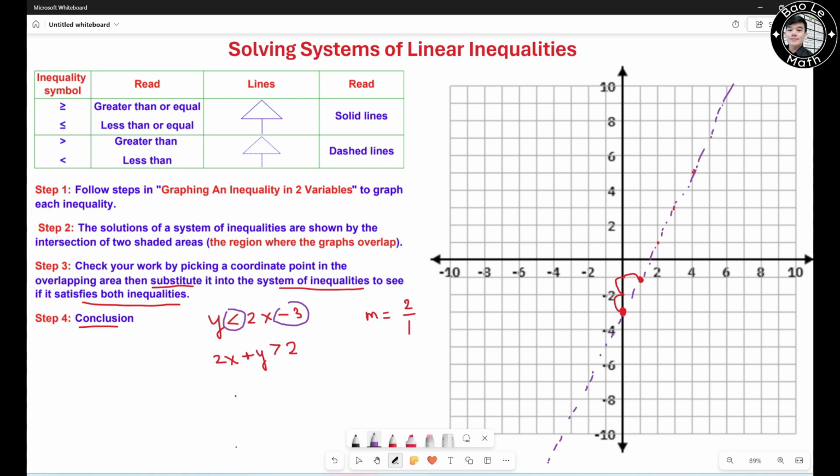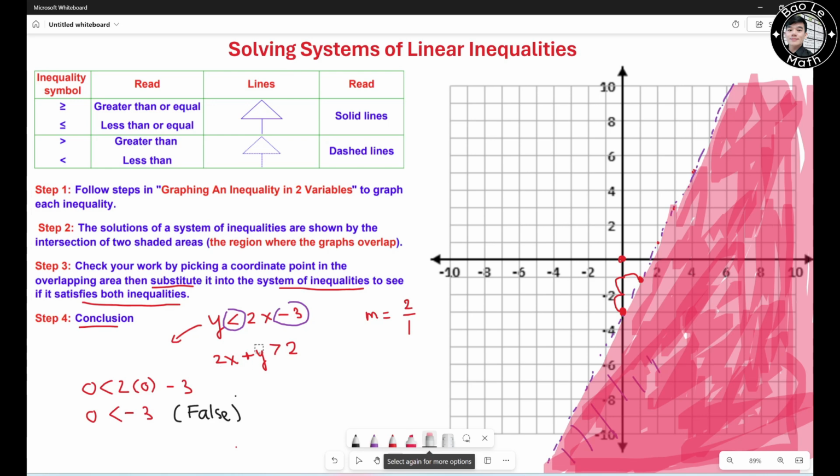The next step is to pick a point, 0, 0, and substitute it into this inequality. So I have 0 less than 2 times 0 minus 3. Simplifying, I have 0 less than negative 3, which is false. Because the point 0, 0 makes the statement false, I need to shade the opposite region, so I shade this one right here.